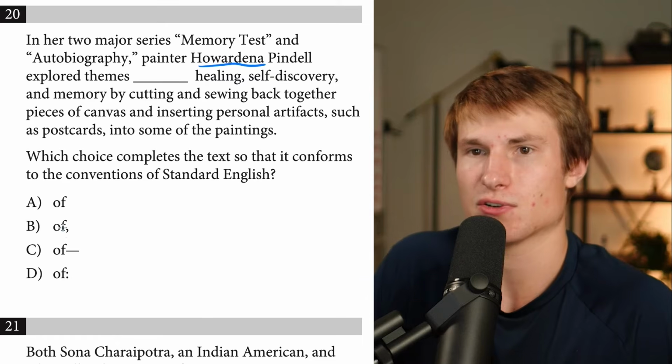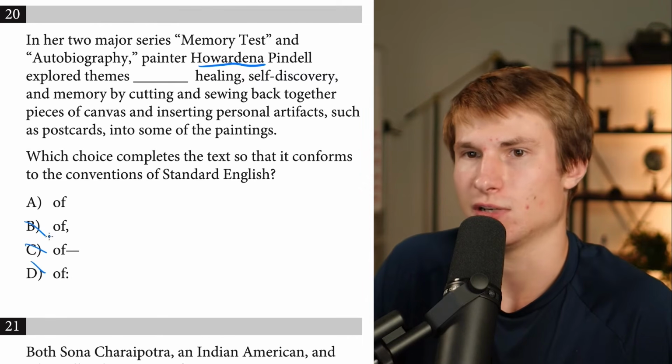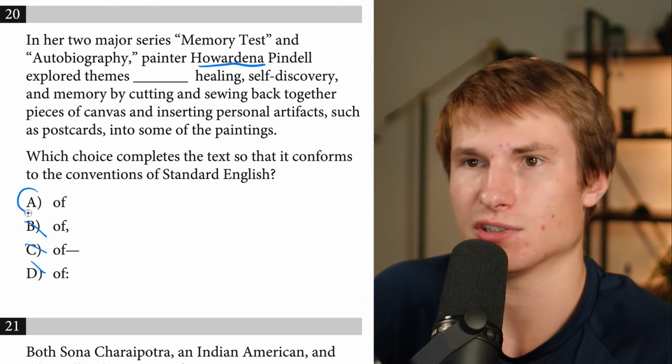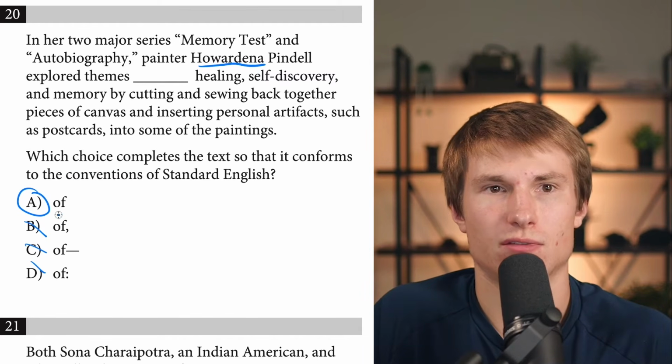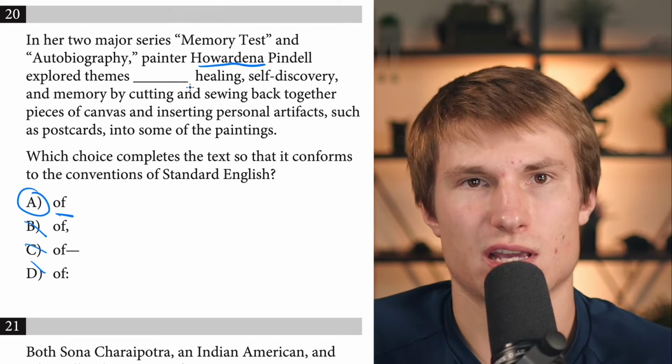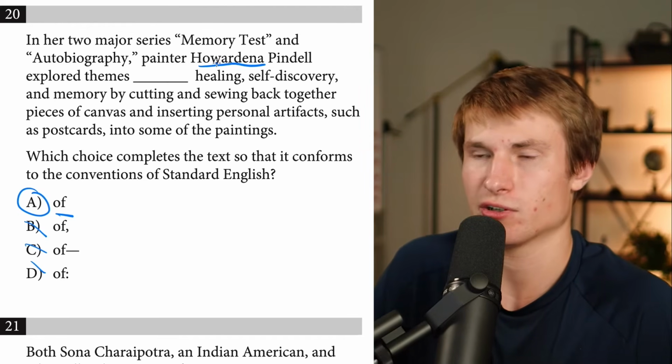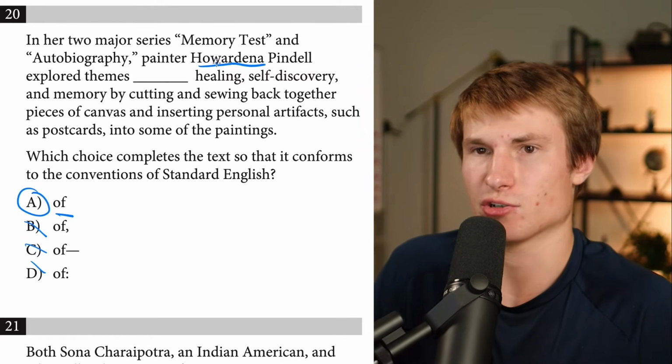Okay, we don't need any sort of punctuation. Any em dash, any colon, any comma. You would just say of healing, self-discovery, and memory. Ultimately, of is a preposition. You're just stating of healing. You're just entering right into the prepositional phrase. There's no need for any punctuation after of.